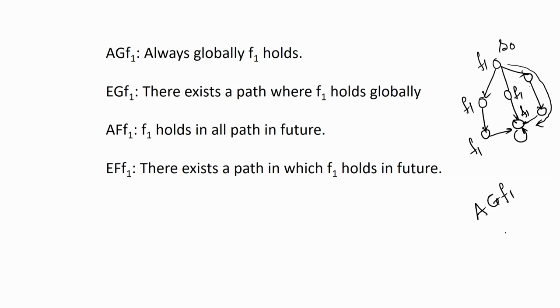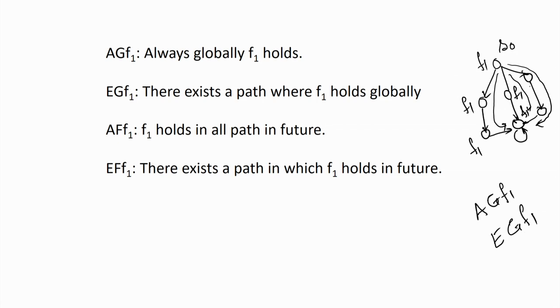But if I say E G F1, whether there exists a path where globally F1 holds, yes. We can consider this particular path or this particular path, and in all the states F1 is true. So, at least there exists a path where globally F1 holds, so we can say that E G F1 is true.